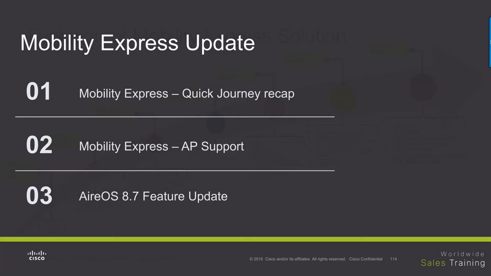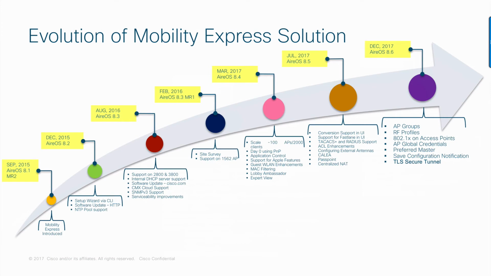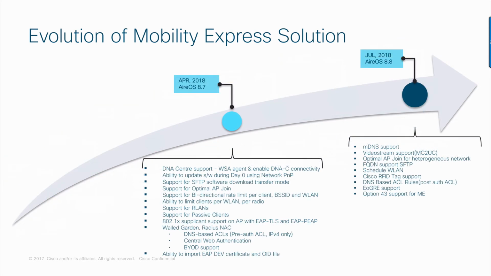So let's get started. We introduced the solution back in 2015. And there are 2 things that I would like to highlight on this slide. Number 1, I would like to highlight some of the key features that were introduced in the past releases. And the second thing is the fact that the BU is committed to making investment in the Mobility Express solution. And looking ahead, we have 8.7, which is going to go out anytime now. It is packed with features on Cisco Mobility Express. And we will talk about all these features in the coming slides.